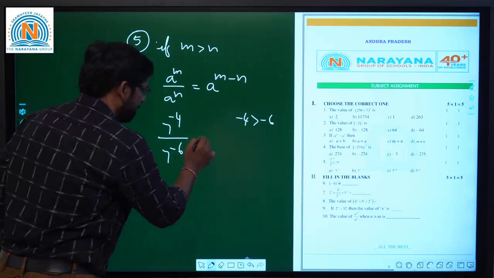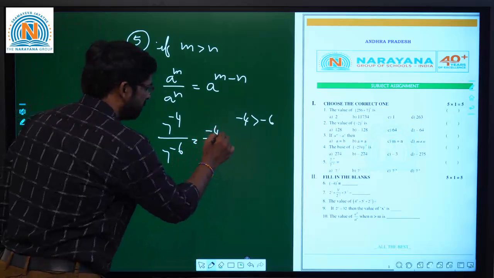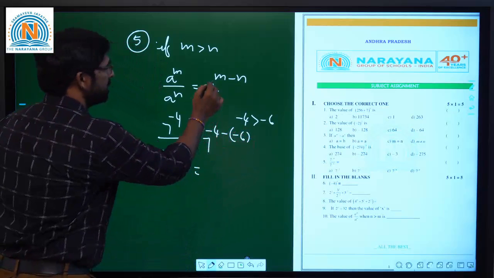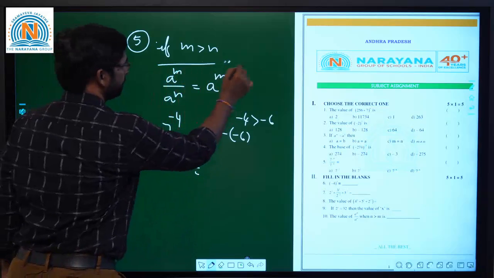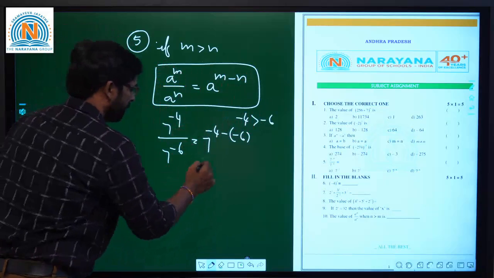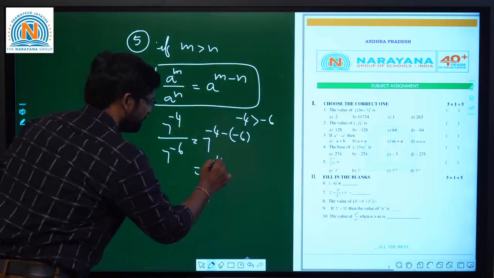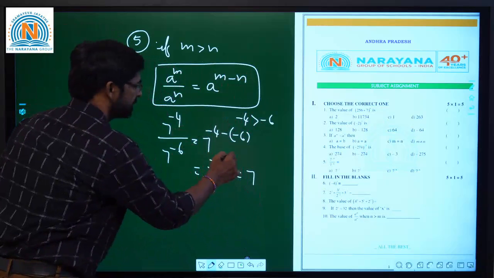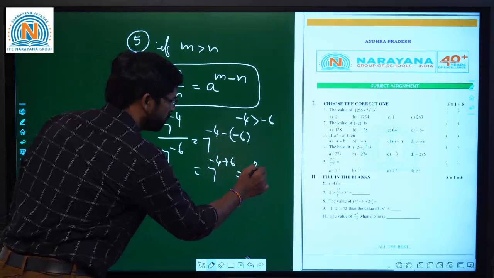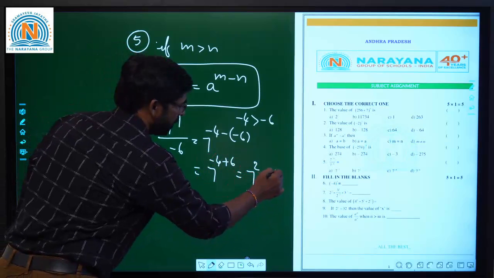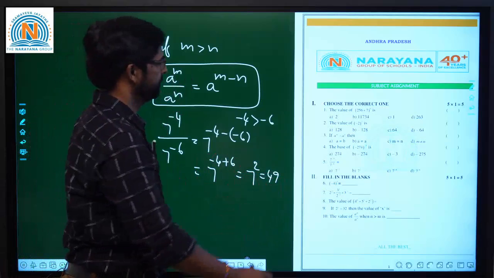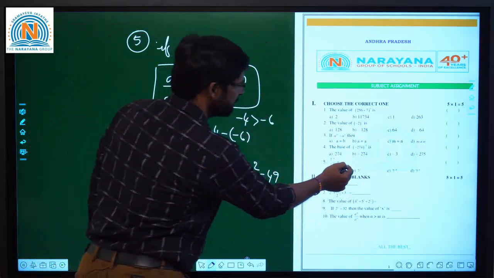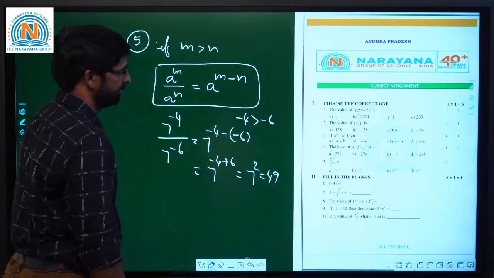That's why 7 to the power of minus 4 minus of minus 6, in a to the power of m minus n form. So 7 to the power of minus 4 plus 6. Now simplify the exponents. 6 minus 4 you get 2. 7 square you get 49. So 7 square is the answer. Which option is correct? Option B is correct.